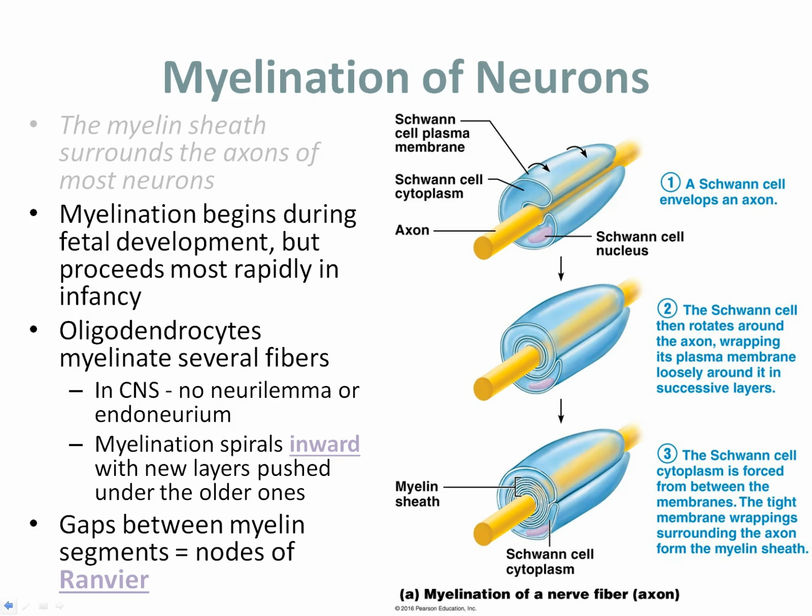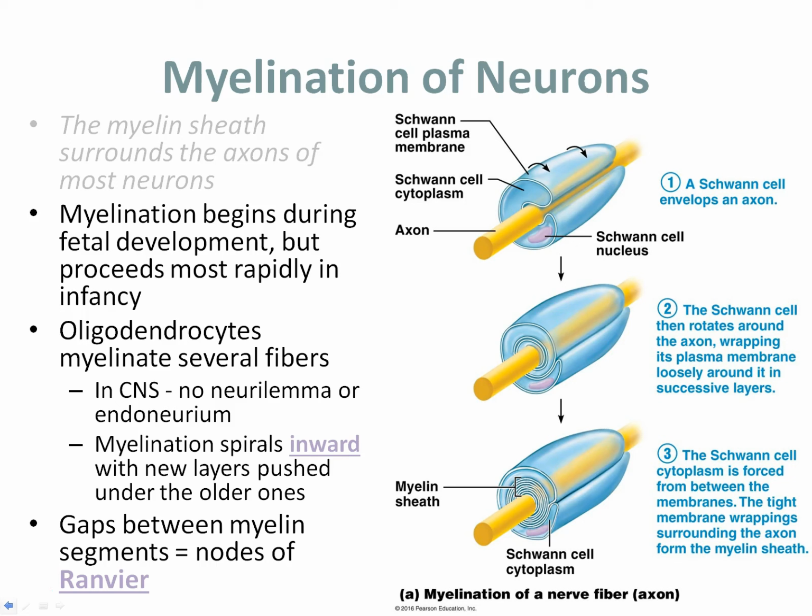Myelination begins during fetal development, but proceeds most rapidly in infancy. Oligodendrocytes myelinate several fibers in the central nervous system. Because these cells are in the central nervous system, there is no neurolemma or endoneurium. Those are only in the peripheral nervous system. The myelination spirals inward with new layers pushed under the old ones.